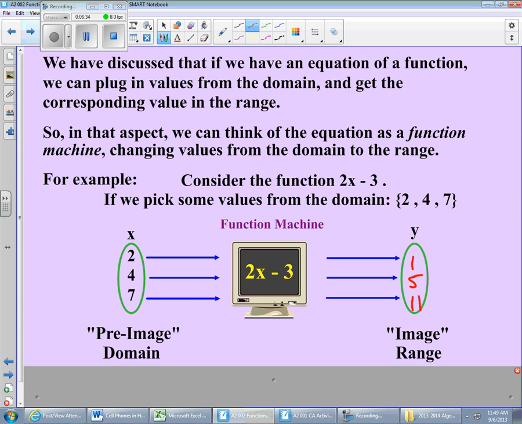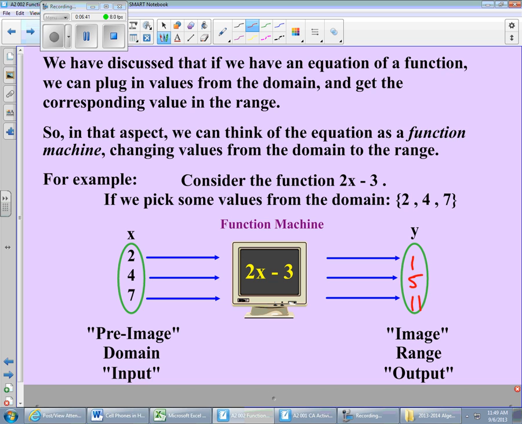Other synonyms, of course: the collection of all x values is the domain, the collection of all y values is the range. That's review. Another thing you will come across every once in a while is the idea of input and output. That's where I picked the little computer monitor idea from. Typically we input data into a computer or into an equation, and then output comes back out in the form of some type of result. So input and output are synonyms for what's going on with the x's and the y's.